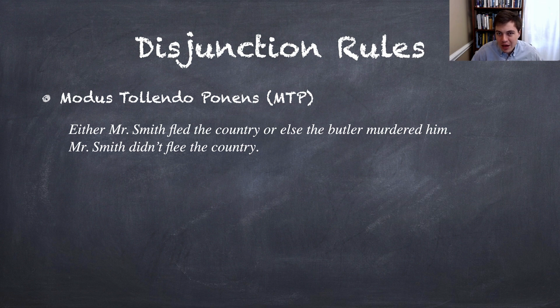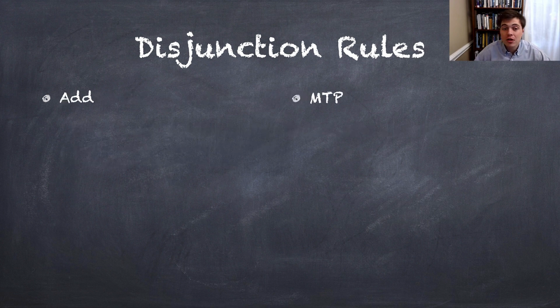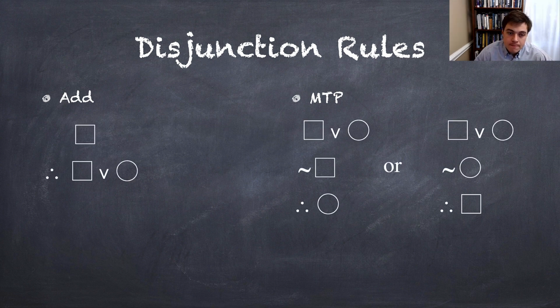You ask around about his vacation home, and you ask, is Mr. Smith at his vacation home in Canada? And they say no. Well, then he didn't flee the country, I guess, because that's where he would be. So you can conclude he must have been murdered, if indeed you know those first two things are true. Or if you know that those are the only two options, Mr. Smith fleeing the country or being murdered by the butler, and then you learn the butler definitely didn't murder him because he's got an alibi, then you can conclude, well, I guess he must have fled the country.